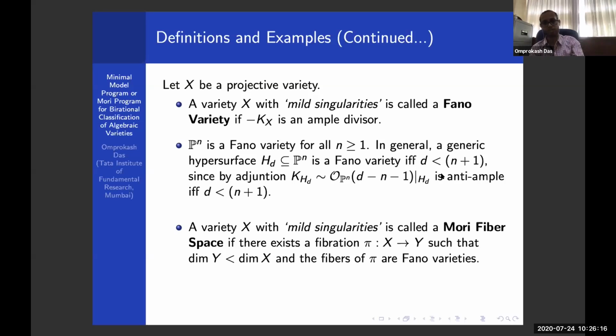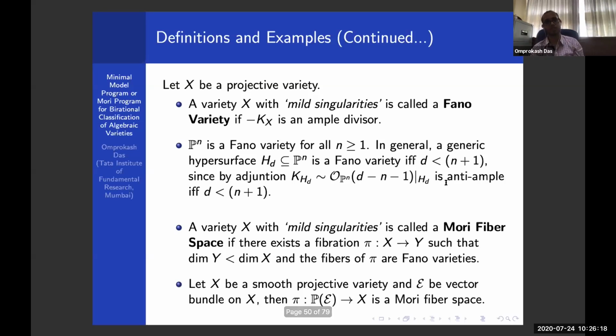One example of a Mori fiber space is this: take any smooth projective variety, take an ample vector bundle E, and take the projective bundle. The fibers are all P^n, where n is the rank of E minus 1. So that's a Mori fiber space.